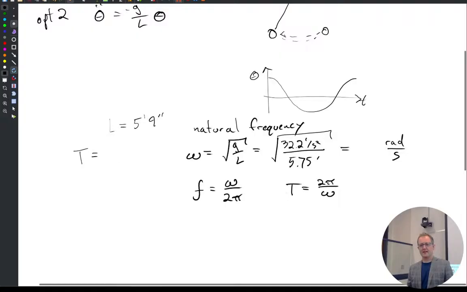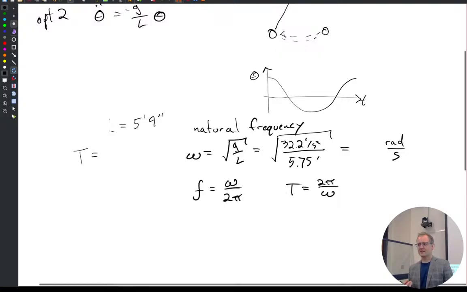Like that? Seems right, right? How did all the units work out, what's happening here? Why are there two different frequencies?